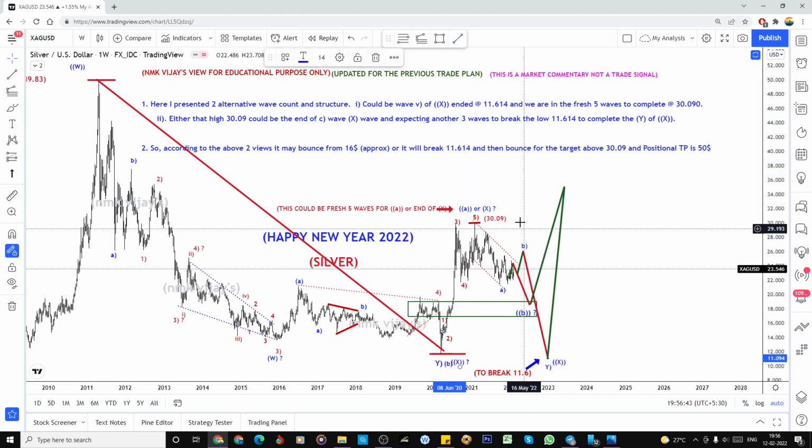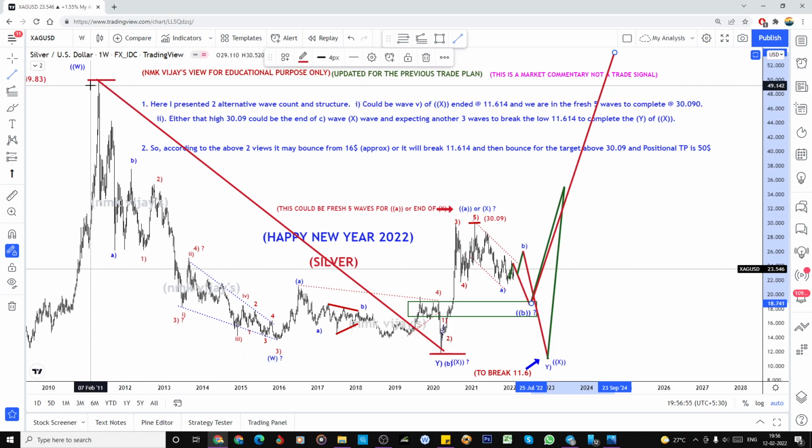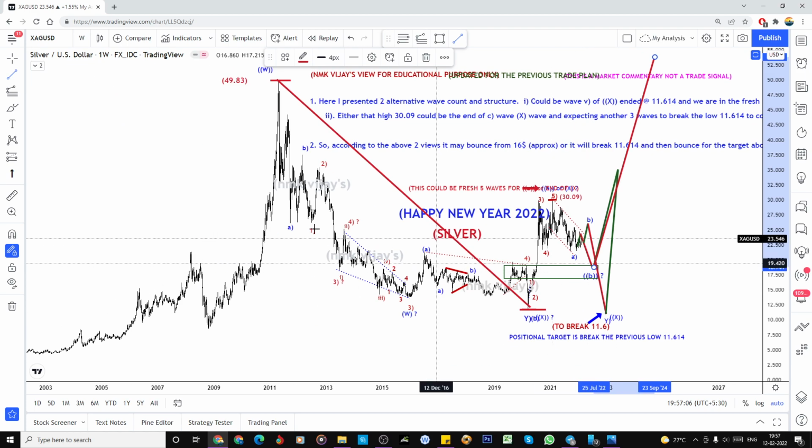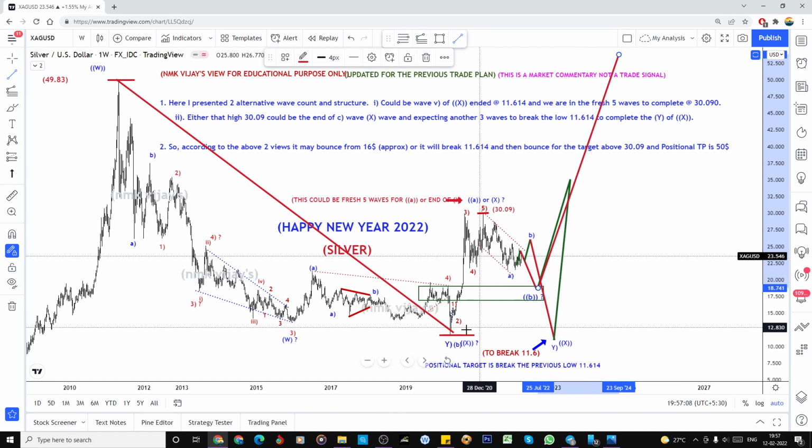Once the B wave is completed, we need C. So this is the double bracketed W, this is the double bracket X, and I'm expecting that double bracket Y to break the previous high. So A, B, C, and this C can also convert into a diagonal pattern. Mind this, there are two possibilities here.